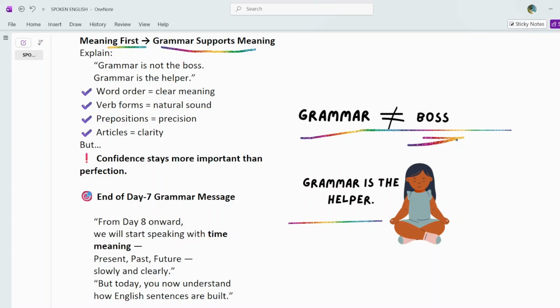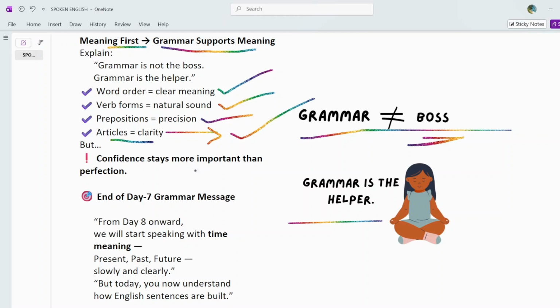Your confidence is the boss. Now, why do you think grammar is the helper? Because your word order matters: your subject, verb plus object. Your verb forms, your subject and verb agreement, the friendship in between. Your prepositions help you increase your precision, and articles are our friends. They help you enhance the way you speak, and it is clear, so the listener is at peace.